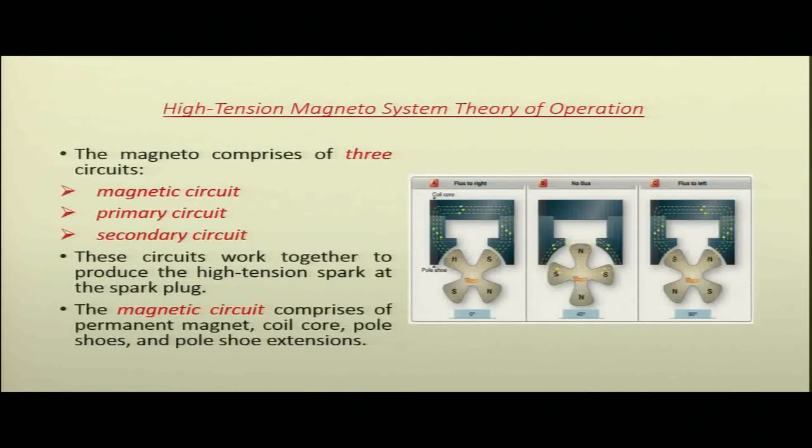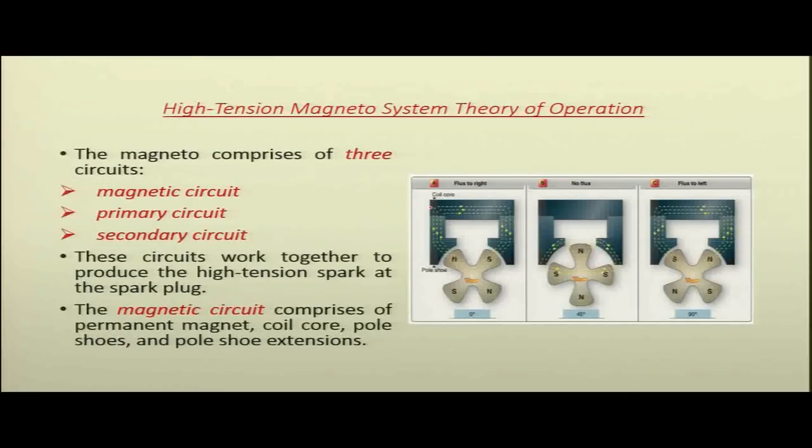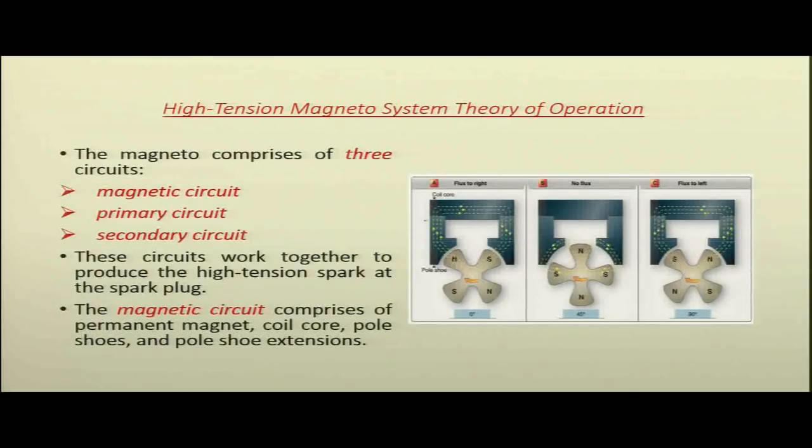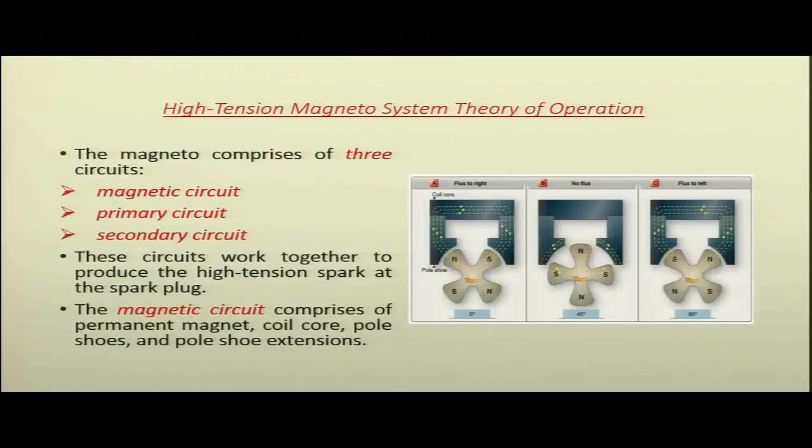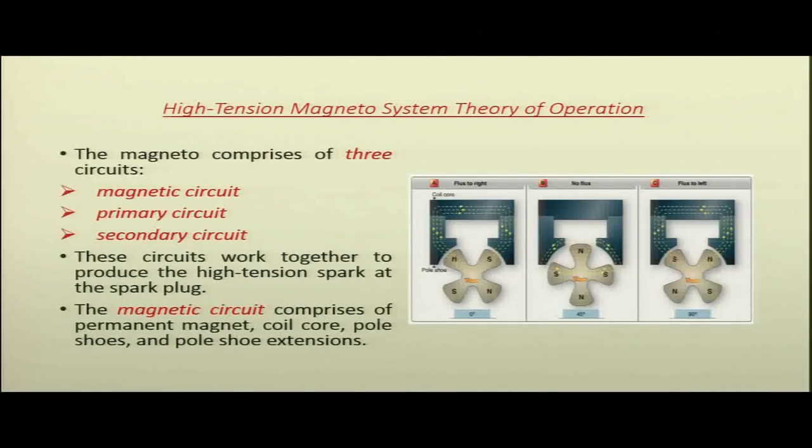Here in the figure you can see the permanent magnet, the coil core, the pole shoes and the pole shoe extensions. So, the magnetic circuit has a permanent magnet, coil core, pole shoes and pole shoe extensions.